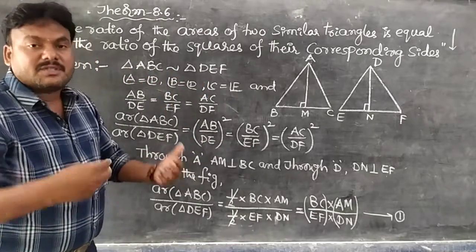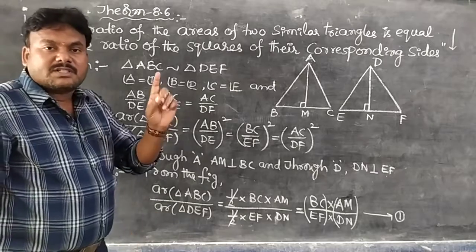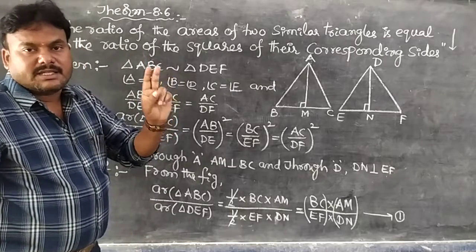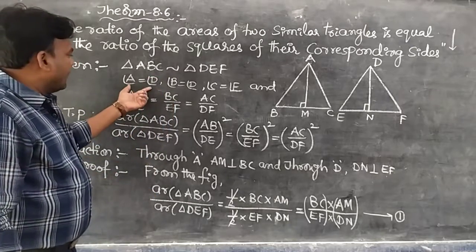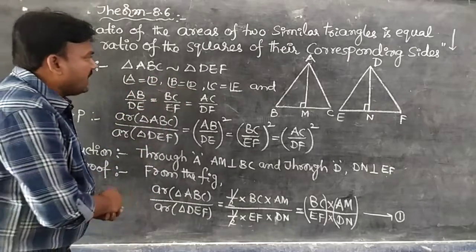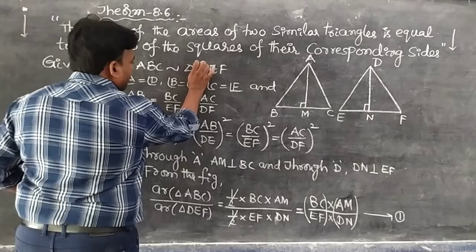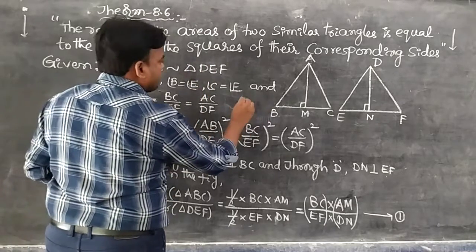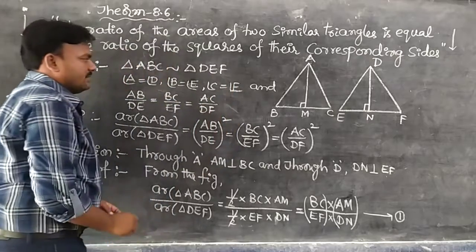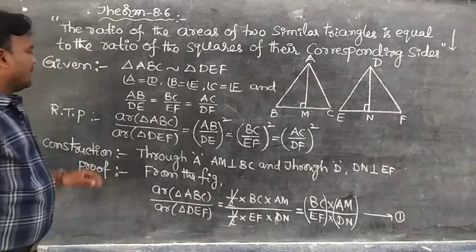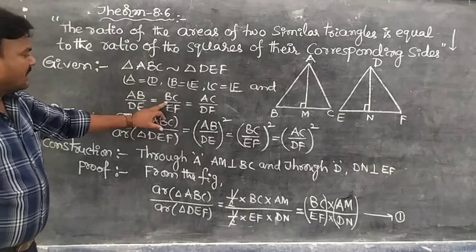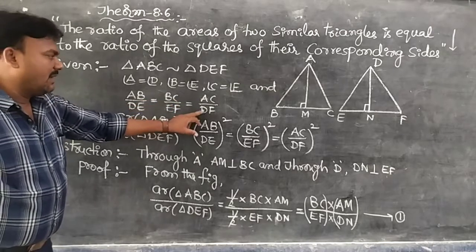According to the rules of similar triangles, what are the conditions? The first condition is that angles are equal and corresponding sides are in the same ratio. Then angle A equals angle D, angle B equals angle E, and angle C equals angle F. Next, AB by DE equals BC by EF equals AC by DF.